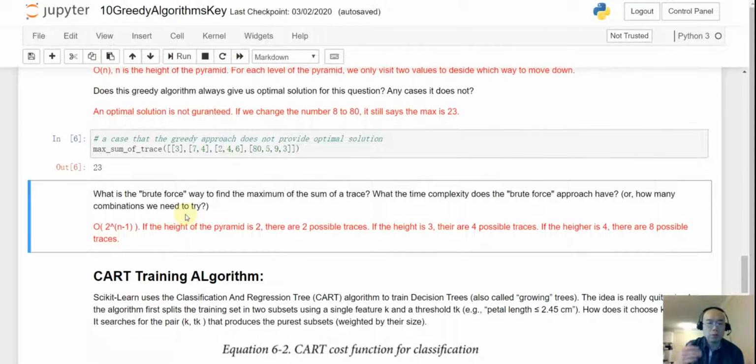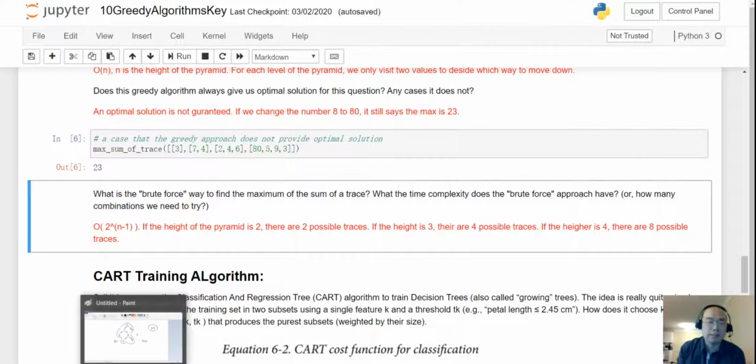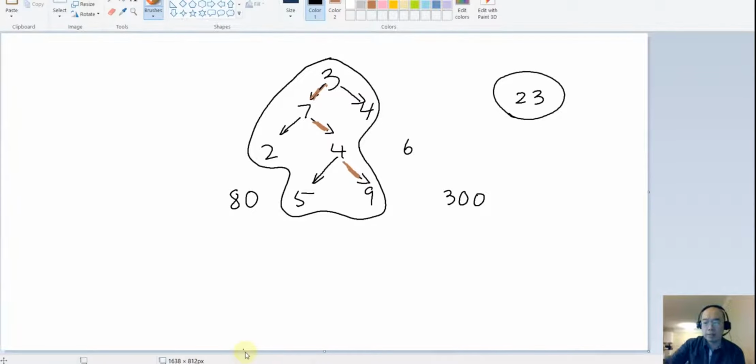If we want to do that in the brute force way, we have to exhaustively try all the different paths. So if we have a tree like this, there are two possible paths from the top down, right? Oops, somehow it's not working. Okay, here. In this case, if we only have a tree of two levels, we can either go this way or this way.